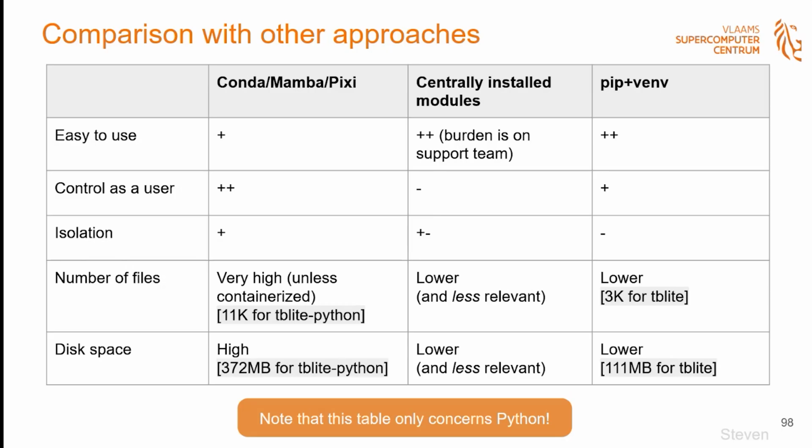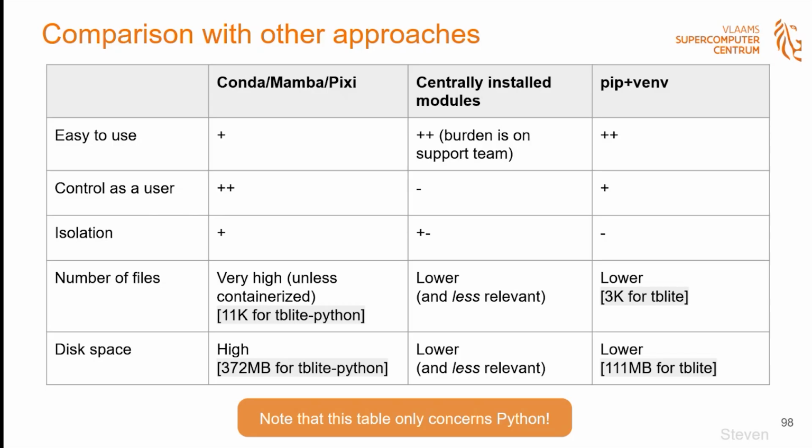Same thing is reflected in the isolation, so Conda is more isolated than venv. The modules are somewhere in between, I would say, depends a bit on how you look at it. One of the ideas behind this whole module system is that you isolate what's in the modules from what's in your operating system. But of course, there are some libraries that are linked, so yeah, it depends a bit on how you look at it.